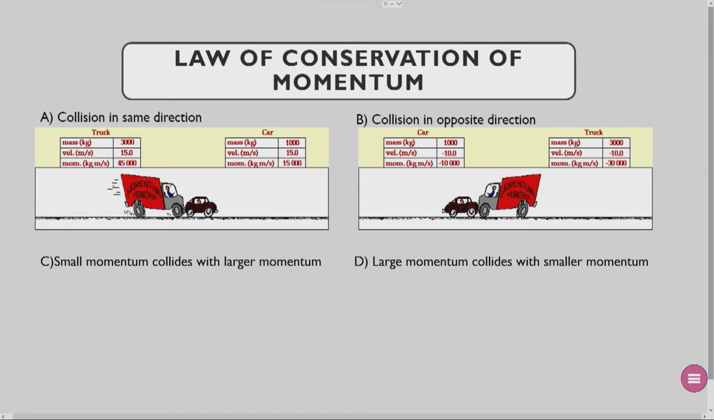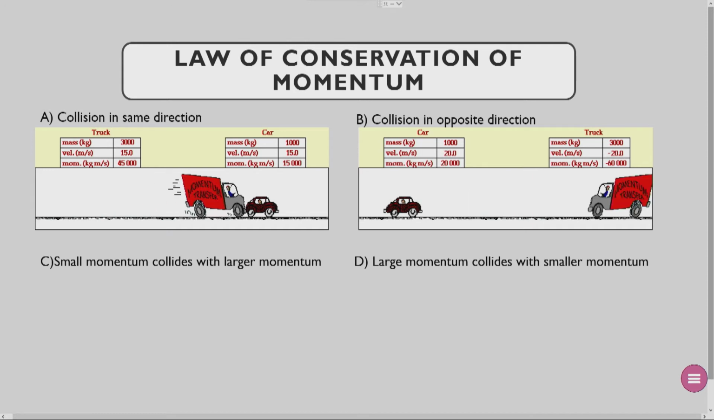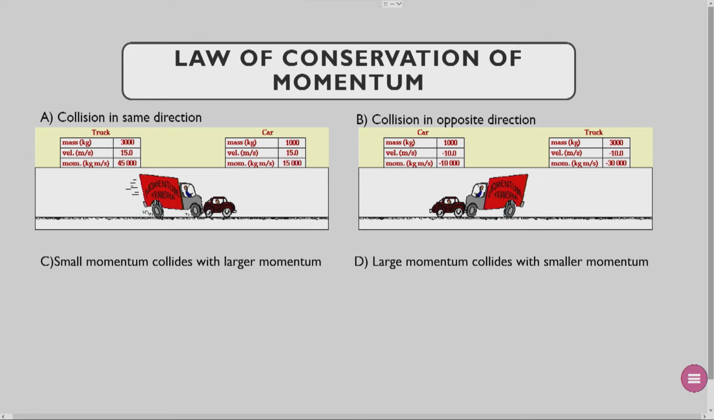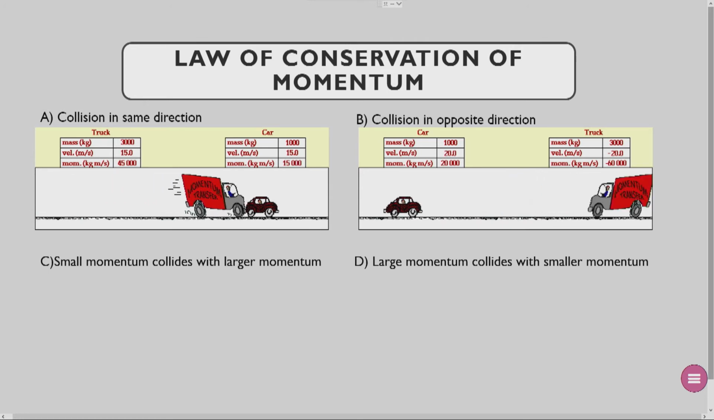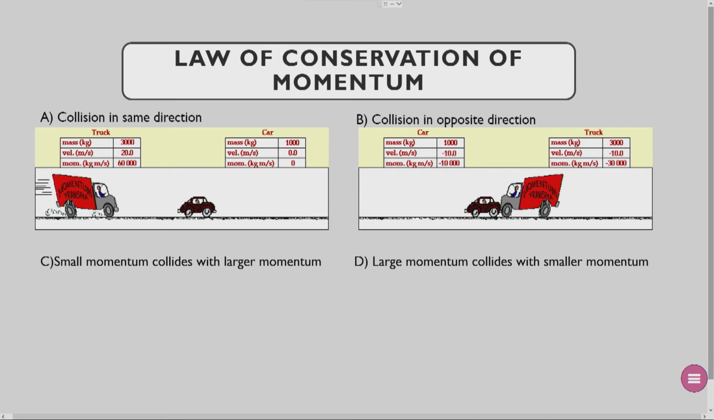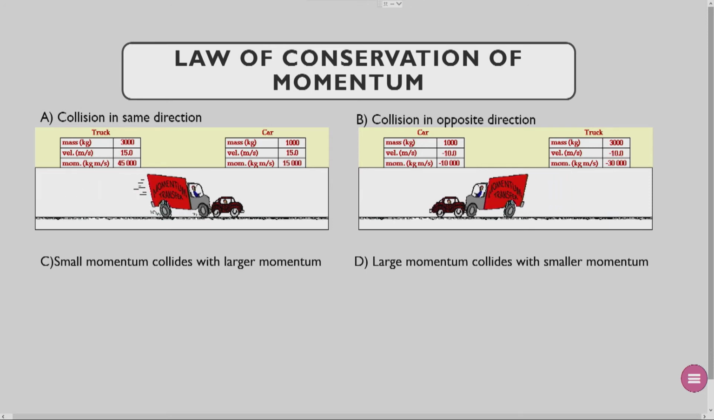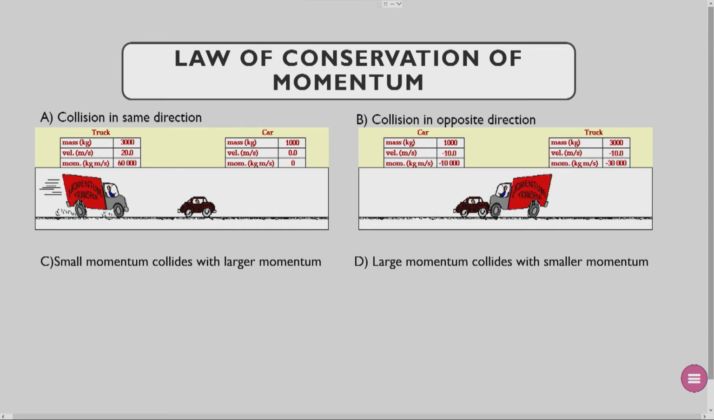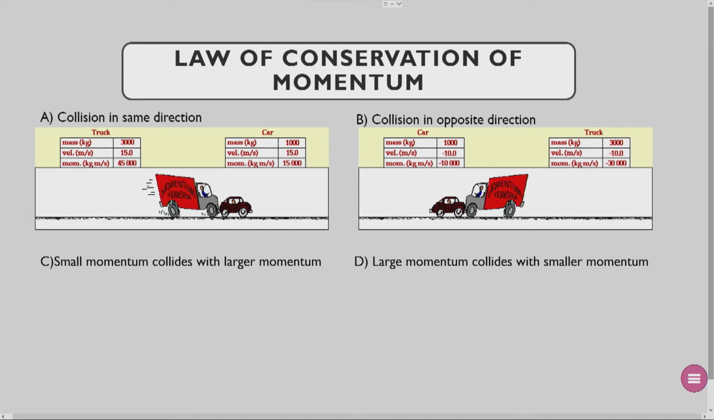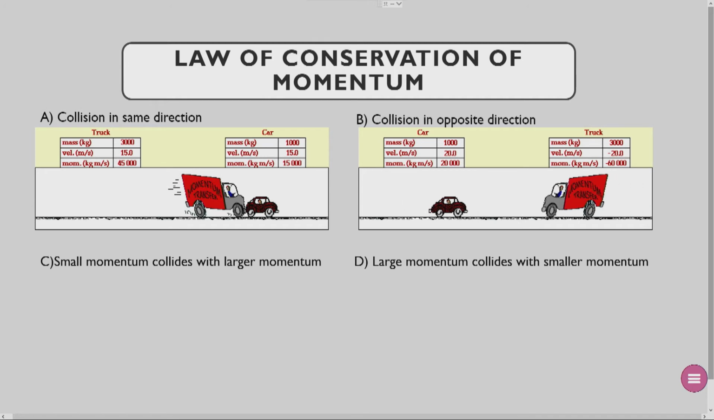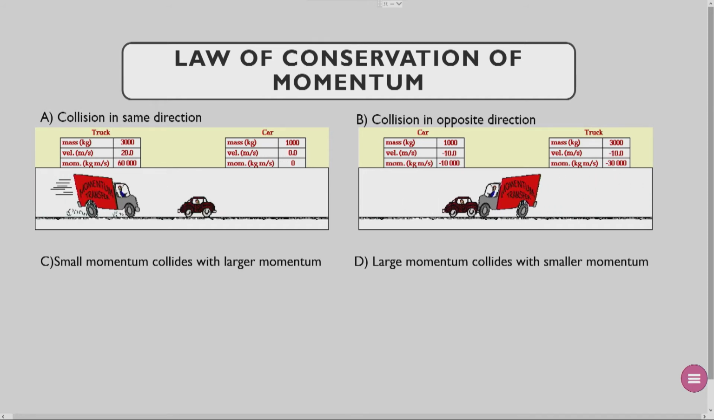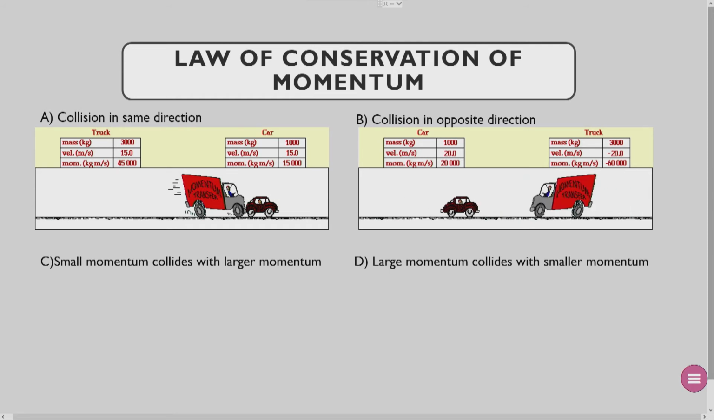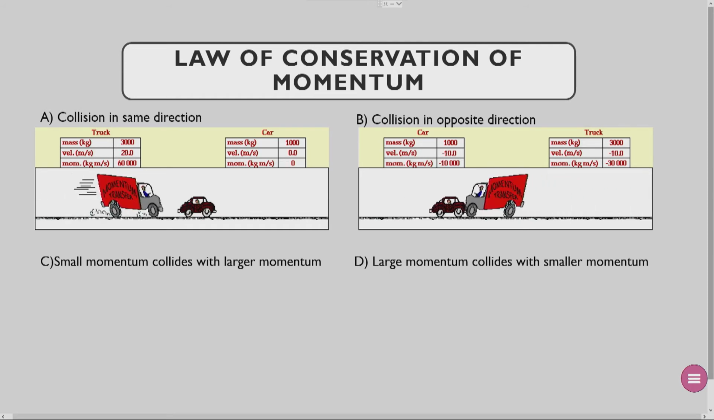At the end of the process, notice that both truck and car are going in the negative direction. The car has minus 10,000 kilogram meters per second, whereas the truck has minus 30,000 kilogram meters per second. If we add the two, minus 10,000 plus minus 30,000, that would give us minus 40,000 kilogram meters per second. And here we can see that momentum is also conserved.